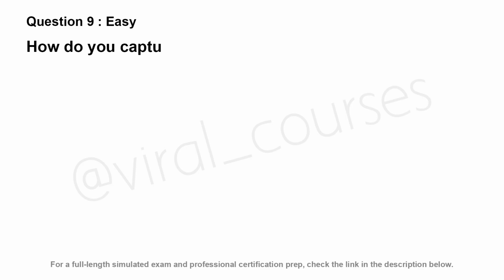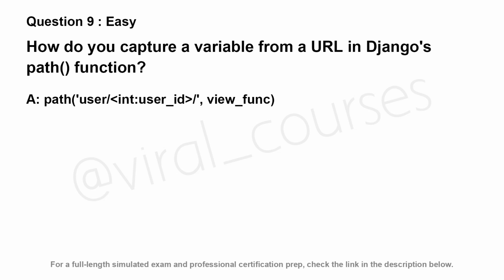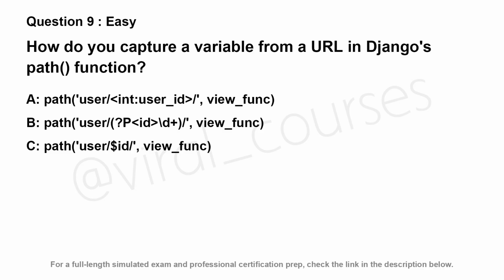How do you capture a variable from a URL in Django's path function? Option A, path('user/<int:user_id>', view_func). Option B, path('user/(?P<id>\d+)/', view_func). Option C, path('user/$id', view_func). Option D, path('user/id', view_func).